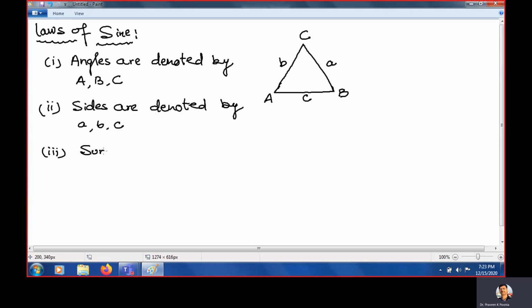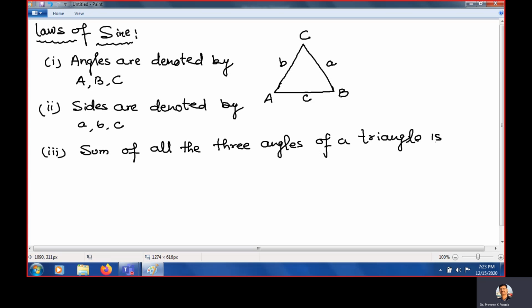What is point number 3? That the sum of all three angles of a triangle is 180 degrees. Please remember this. That means angle A plus angle B plus angle C is equal to 180 degrees. Clear? So here the sum of three angles is 180 degrees.